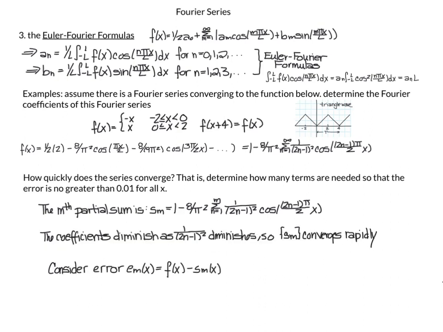A couple of things. First, the coefficients diminish. You can see that they start to get smaller as this coefficient here, 1 over (2m minus 1) squared, diminishes. So this converges fairly rapidly, because of the square, and when things are inverse squared, they diminish rapidly. So let's consider the error, which we designate with E sub m of x, which is equal to f of x minus the partial sum of m.